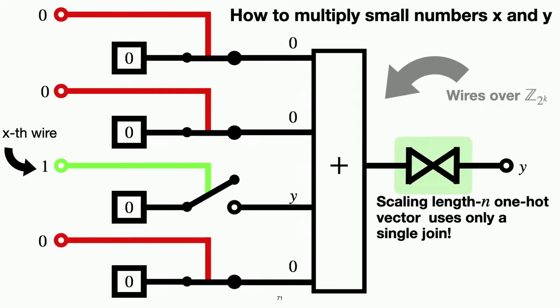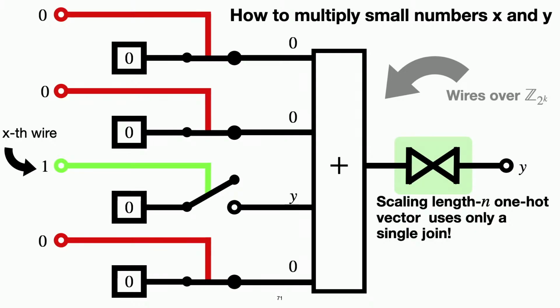Okay, so how to multiply small numbers x and y. I'll say more about what small means in a second. But suppose we have two small numbers, x and y, and we want to multiply them. So how should we do it? My claim is that this thing here essentially achieves the task. Suppose we have our wire x, encoded as a one-hot bit string of length 2 to the k. That's why small, by the way. We can only afford to enumerate so many before this encoding gets too large.